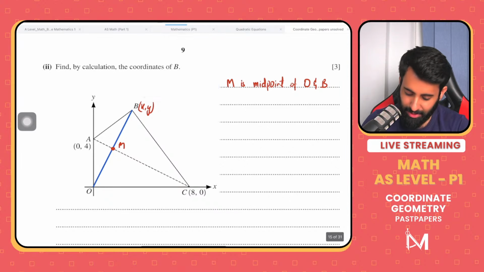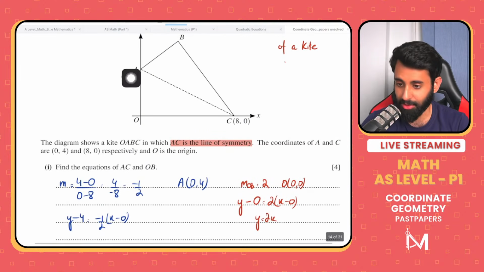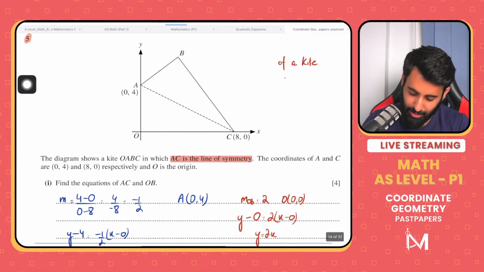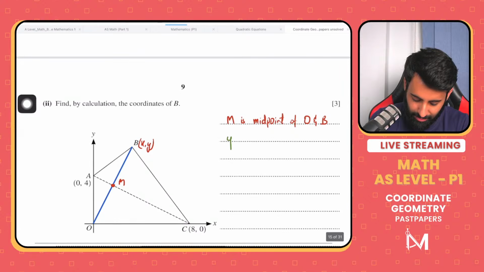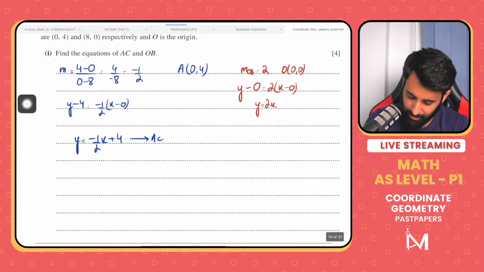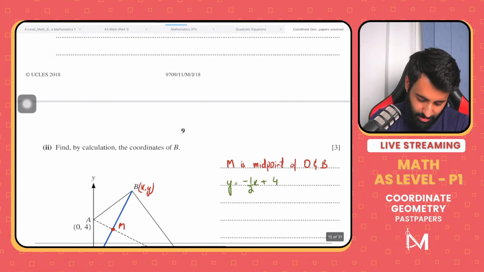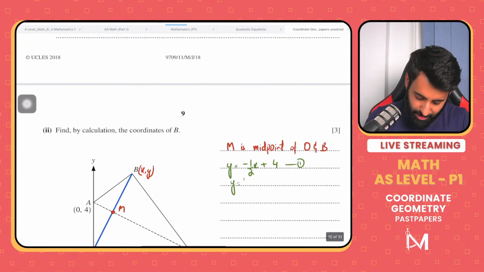Now, the question is very nice in the sense that it has already made you find out all the necessary information for you to be able to do that. So if you want to find out the coordinates of point M, you need to solve the equations of AC and OB simultaneously. And that doesn't mean that you need to do a lot of work. They're fairly easy equations. y equals minus 1 upon 2x plus 4 is the equation of line AC. And then what is the equation of line OB? That's y is equal to 2x.